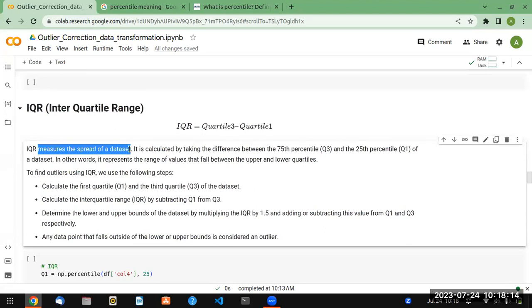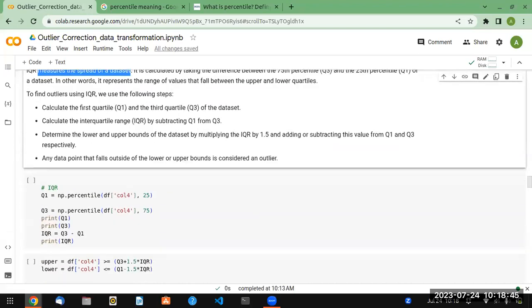To find outliers using IQR, we use the following steps. Calculate the first quartile and third quartile. Calculate the interquartile range, IQR, by subtracting Q1 from Q3. That is your IQR calculated. Determine the lower and upper bounds of the data set by multiplying the IQR by 1.5 and adding or subtracting this value from Q1 and Q3. Okay, let's see with an example.